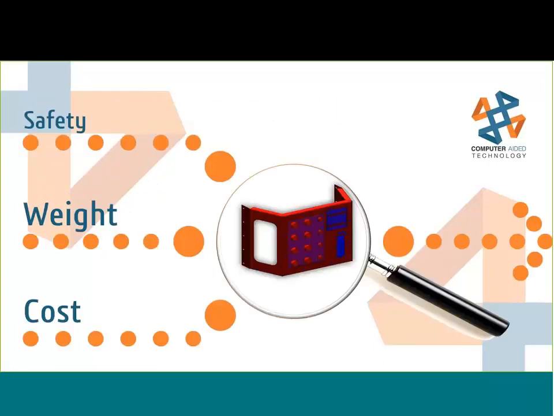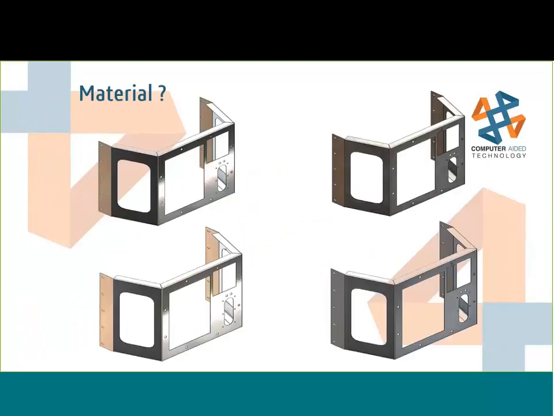So for simulation, what we're basically doing is looking at a part or an assembly, and we're going to test to see if it's going to function. Is it going to do what we want it to do? So in this case, let's say we're going to make a sheet metal bracket, or maybe it's a holder for various components. And what I want to do is first figure out what's the best material for that part.